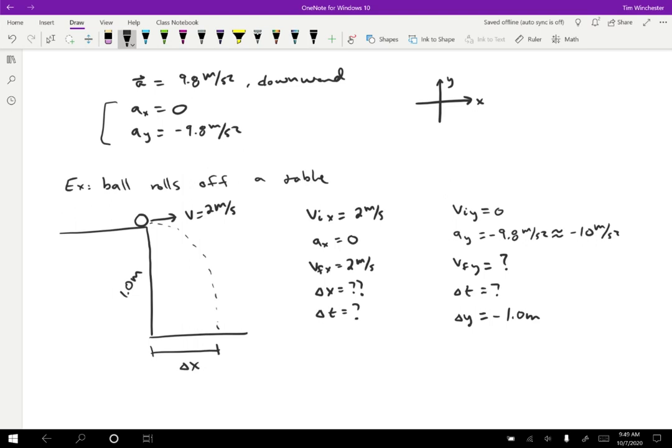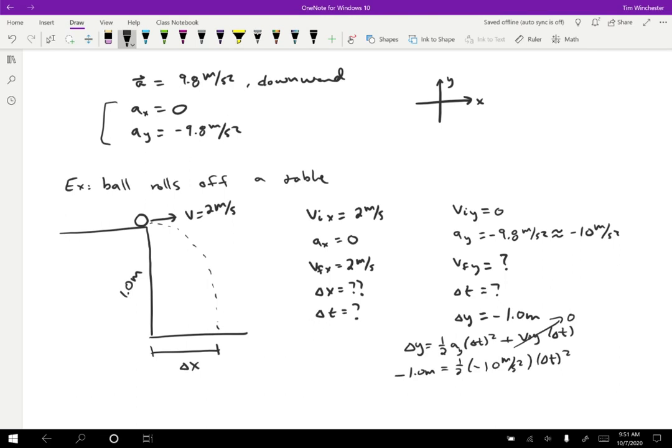Okay, so we know more information about what's going on in the y direction than we do in the x direction. Because if we know the initial velocity, we know the acceleration, and we know the delta y, then we can solve for the time. So let's do that. I'm going to use delta y equals 1/2 a delta t squared plus v naught y delta t. Again, this a is specifically the a y. If we plug in the numbers we know, the initial velocity in the y direction is 0, so that whole term becomes 0. And I get negative 1.0 meters equals 1/2 times negative 5.0 meters per second squared times delta t squared. Sorry, got ahead of myself. Not negative 5, negative 10 meters per second squared.